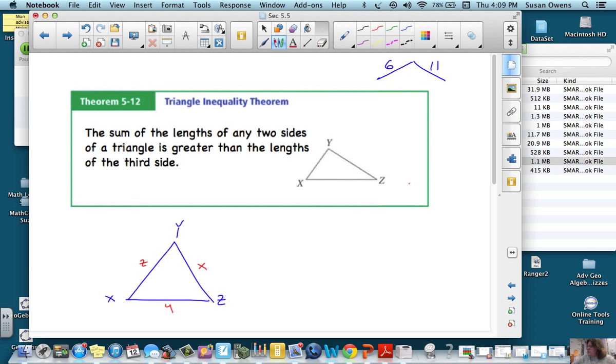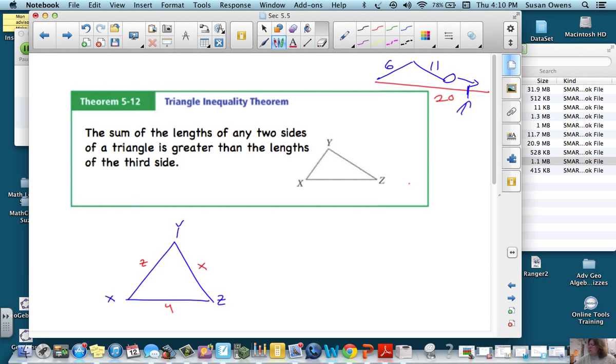The reason for this is if I make something that's bigger than that, so maybe I make it 20, what's going to happen is this side's not going to be able to go over and reach that vertex. It's going to end up coming to about here, and now we've got like a straight line and it doesn't even reach. So that third side has to be less than the sum so that you can get the triangle to happen.